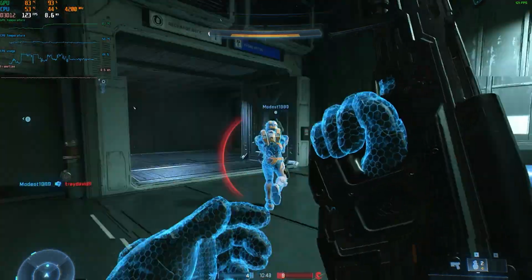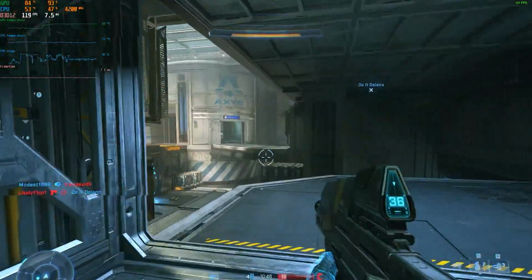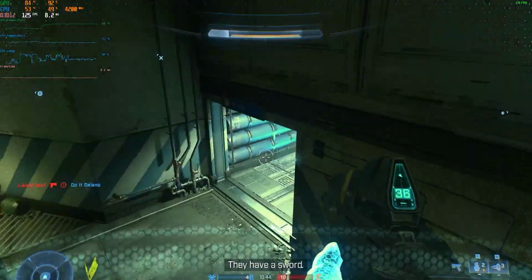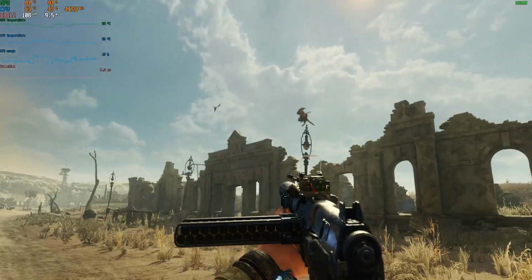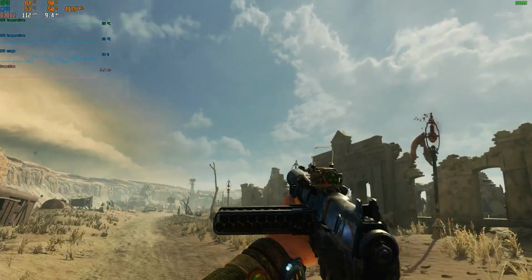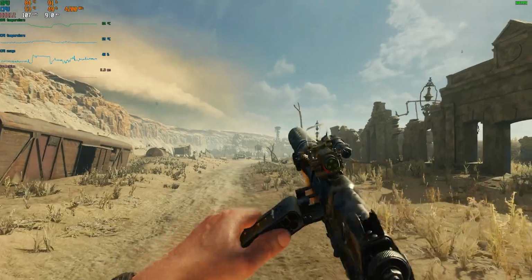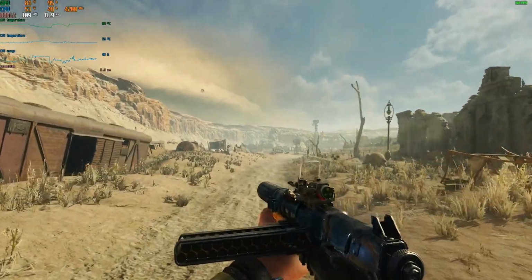Halo Infinite at 1080p high settings got a stable 120 FPS with a few drops into the 110s. Overall, a pretty stable experience, and if you drop down to medium settings, you could get a smooth 144Hz experience. Metro Exodus on high settings in the desert was a solid 90 to 110 FPS. No major drops or anything. I actually played through the entirety of this game on my XPP.